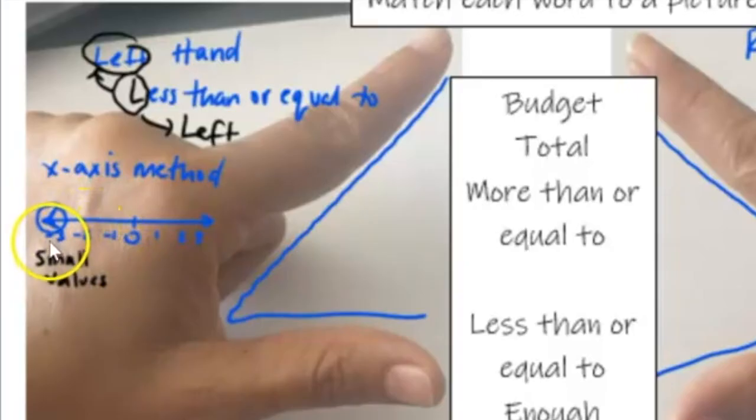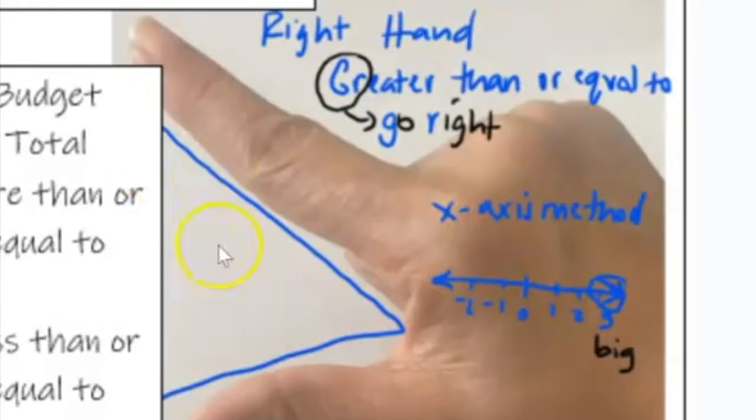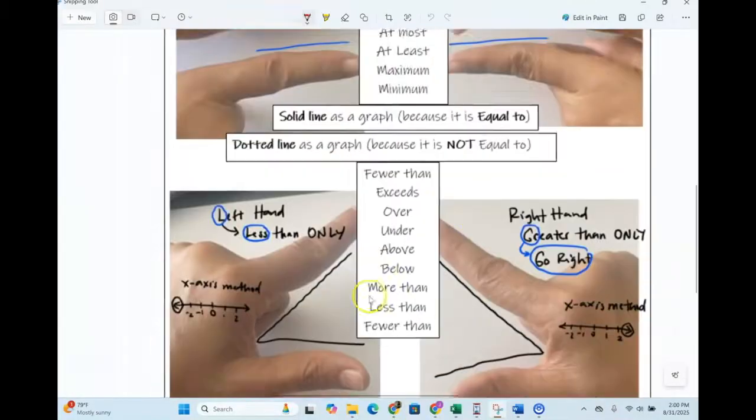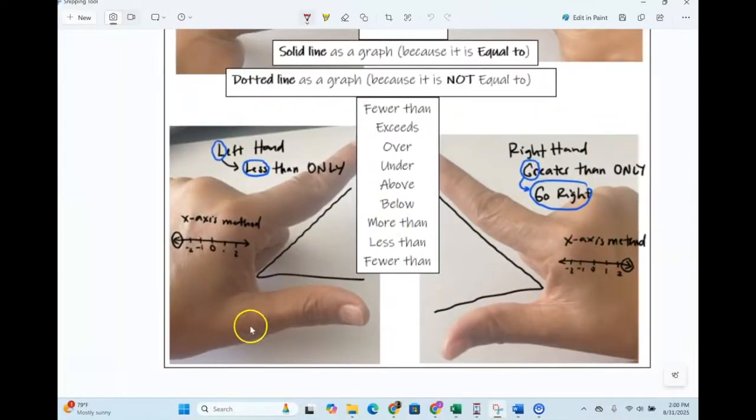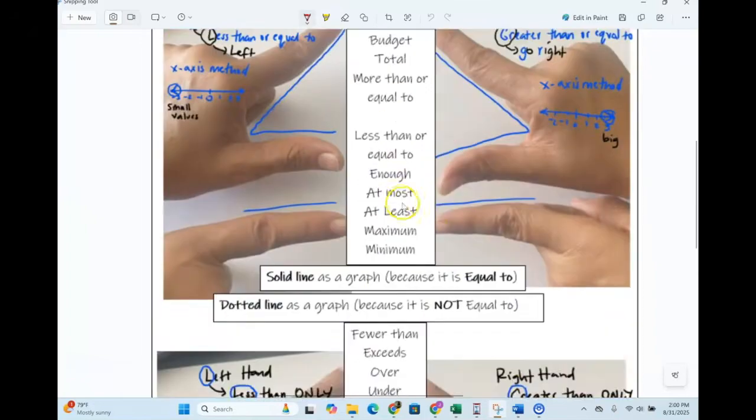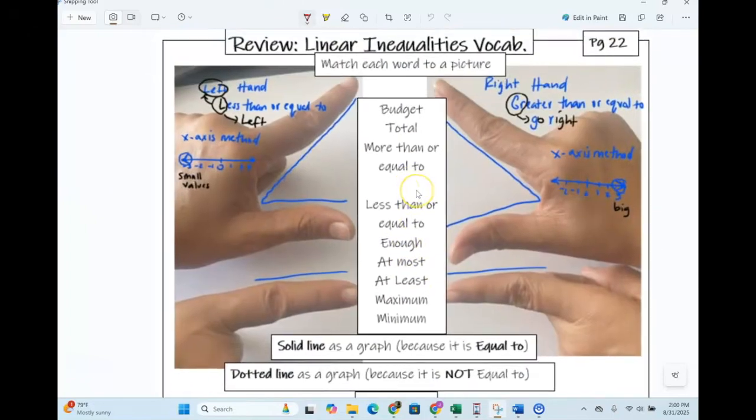It doesn't matter how you know it as long as you do know it. If you look at this one, which part of the x-axis is it? It doesn't look like this one, it looks like this one. So these are big numbers, greater than. Same thing here, only difference is this doesn't have the or equal to piece. All right, so let's go ahead and match some. I'm going to match some and then you're going to match whatever I don't match.